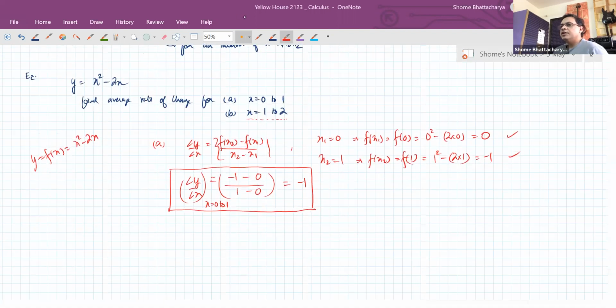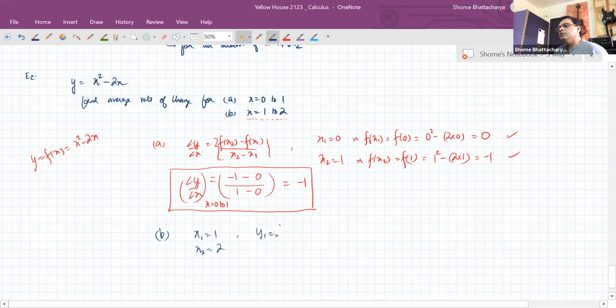Okay, so I'm just giving the final answer. Most of you have got the answer correct. For the B part, we are taking x1 as 1 and x2 as 2. So y1 will become f(x1), that is f(1), which we've already calculated, which is minus 1. Whereas y2 will become f(2). What is the value of the function at 2? It is 2 squared minus 2 into 2.